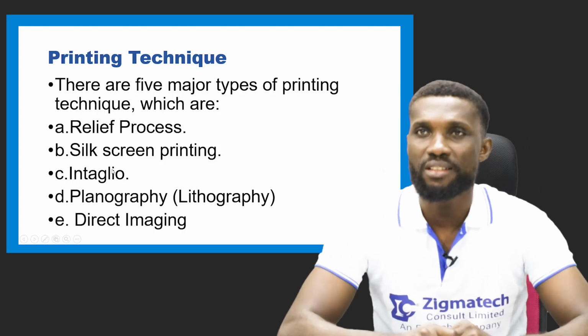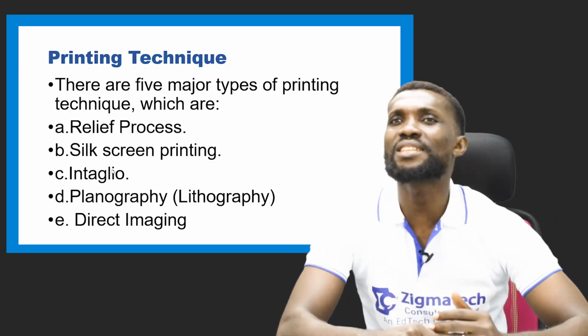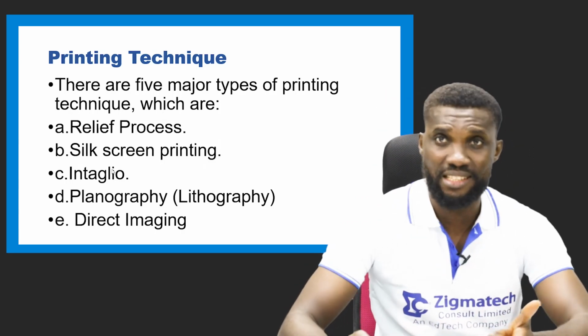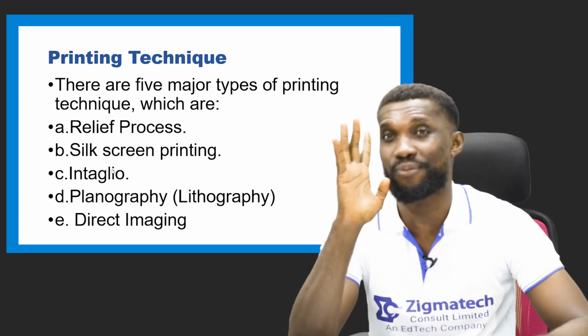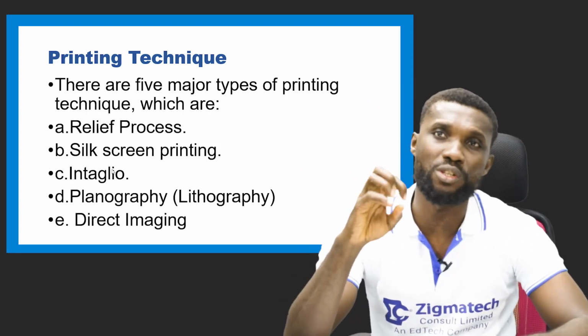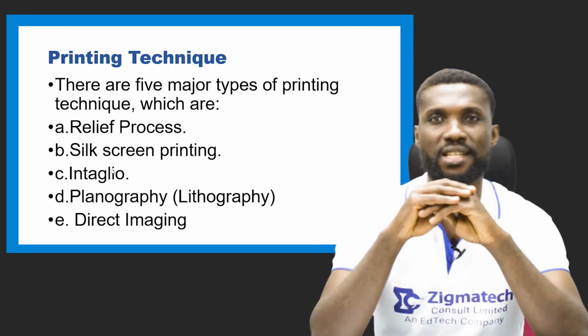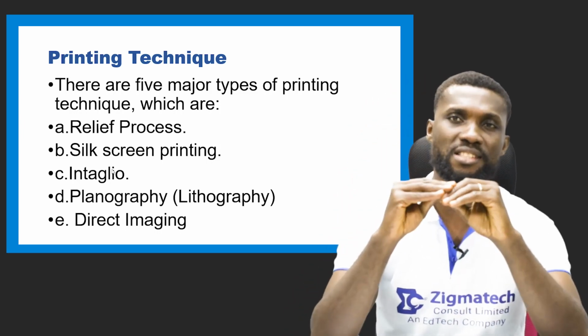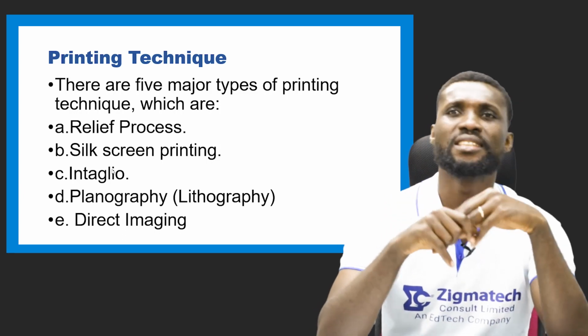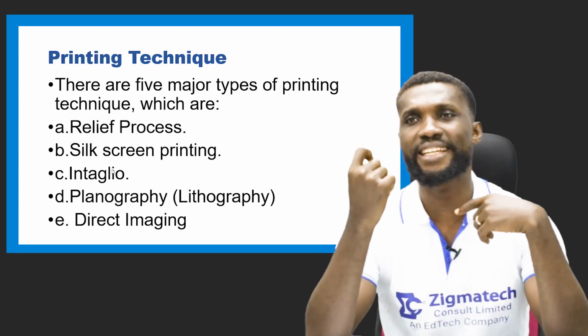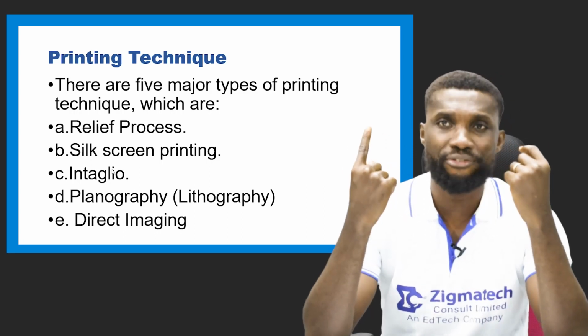Now let's look at the printmaking techniques. There are a lot of print techniques, but in the course of this study, we are going to look at five. There are five major types of printing techniques, and the first one we look at is the relief process. Relief process is one of the types of printing techniques. The next one we look at is silk screen printing. Some of you will be very familiar with that.